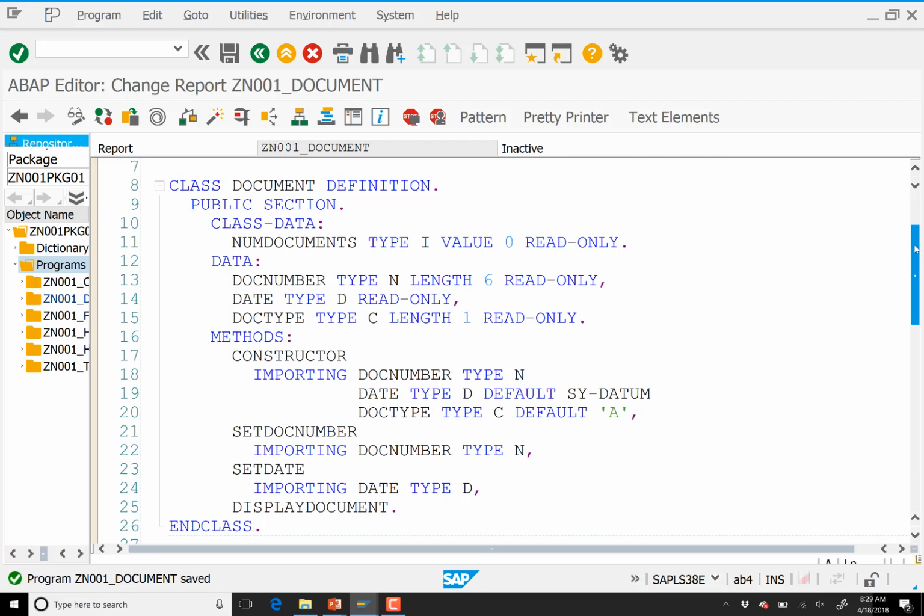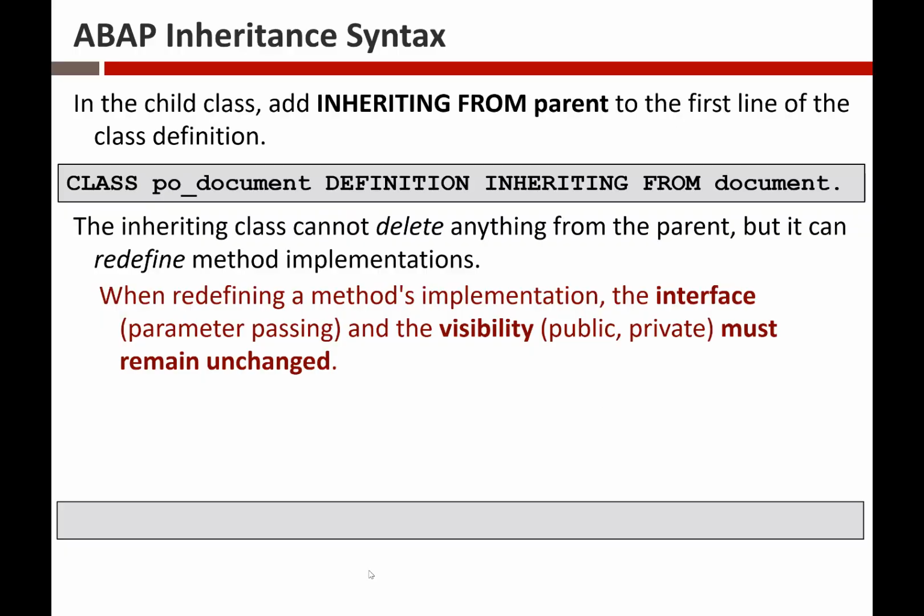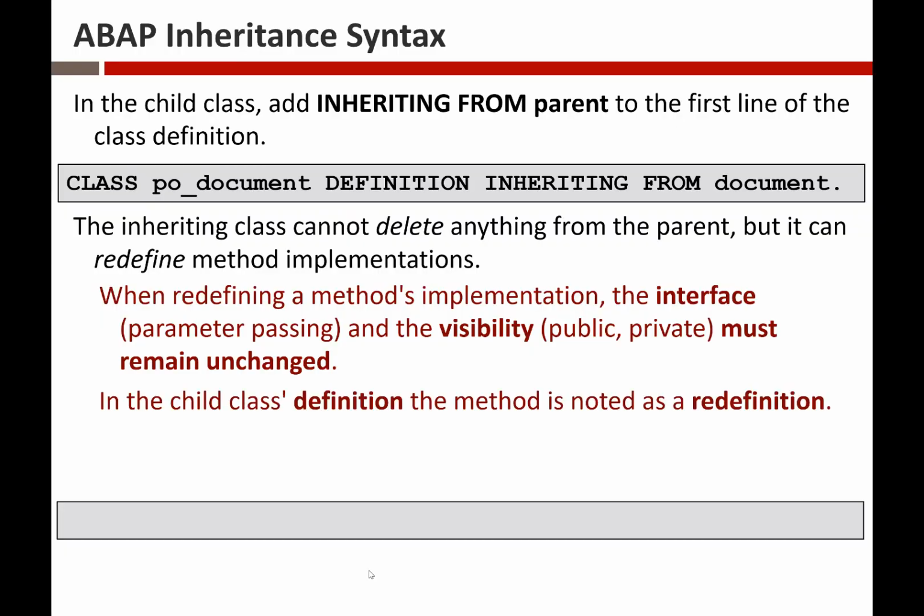Now, let's say, for example, that in my organization, we require all of our purchasing documents to start with the number 1. So I might need a set doc number method that enforces that. And if the user tries to create a document that doesn't have a 1 as the first digit, it would not create the object. So that's the idea there. I could introduce a new set doc number method, but it has to have the exact same parameter passing as the parent, and it has to be public just like the parent's was.